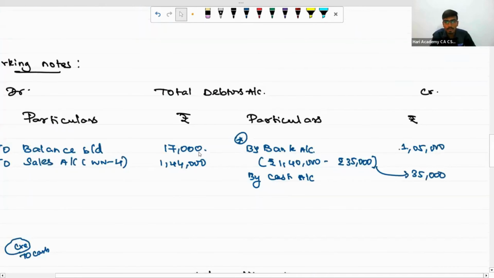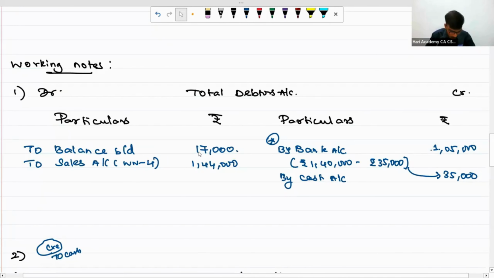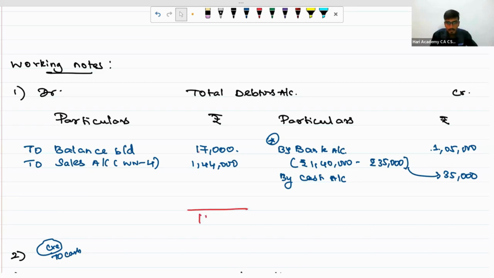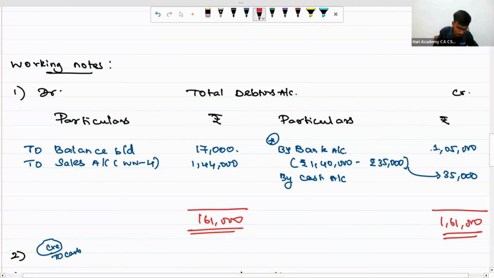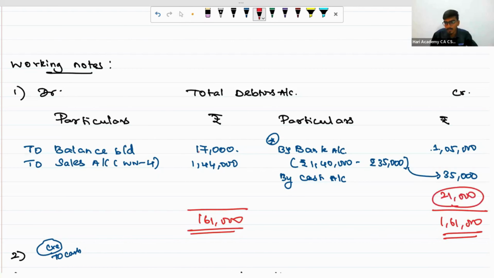Now we need to close the total debtors. What is the total debtors value? Which side is higher? Debit side is higher. 1,44,000 plus 17,000, what is the value? You get 1,61,000. Same 1,61,000 you put. From 1,61,000 subtract 1,40,000, you will get 21,000. This 21,000 is your balance brought carried down.